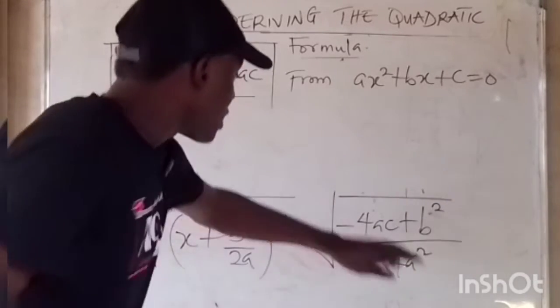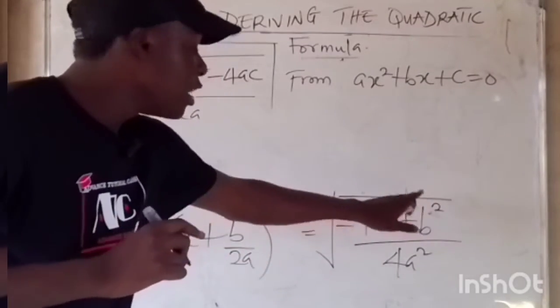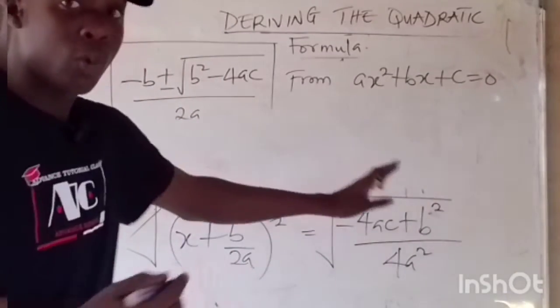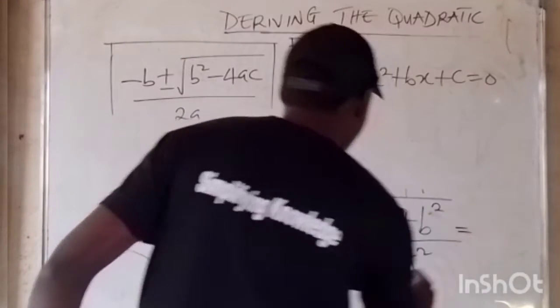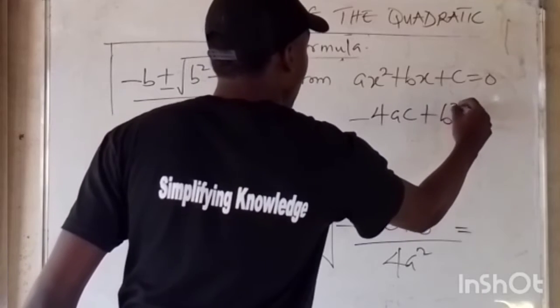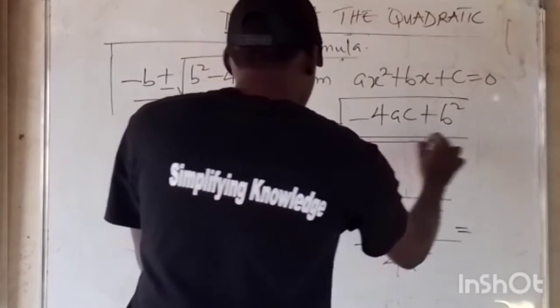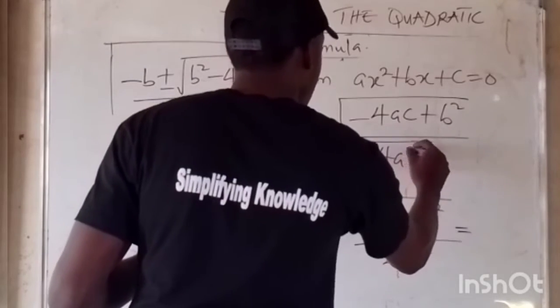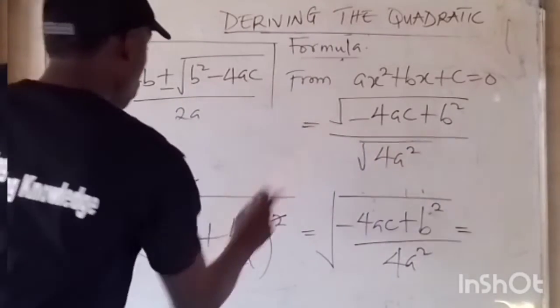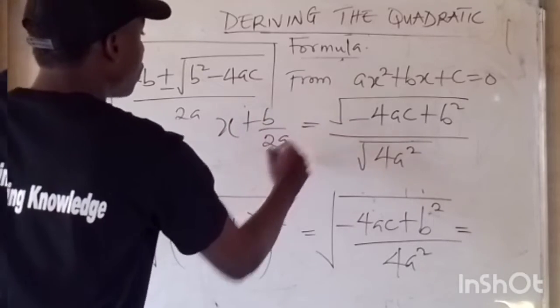Now, this other side, remember from indices, once you have a square root, they share both square roots rather. So this is the same as saying minus 4ac plus b squared over root of 4a squared equals this x plus b over 2a.